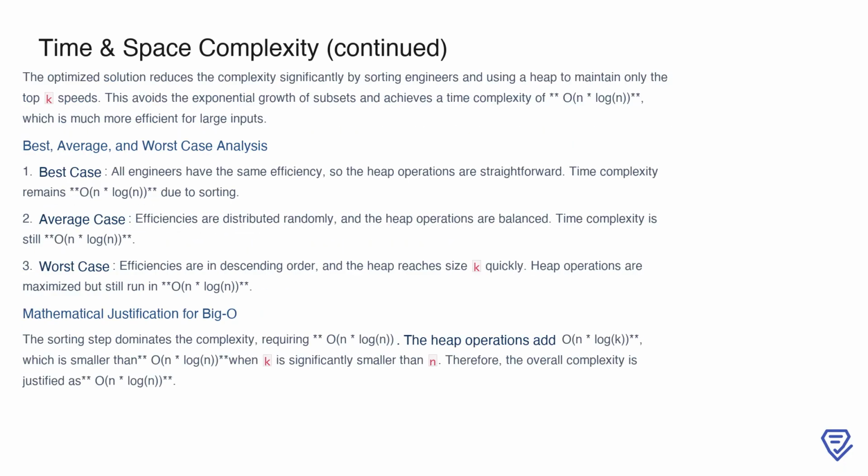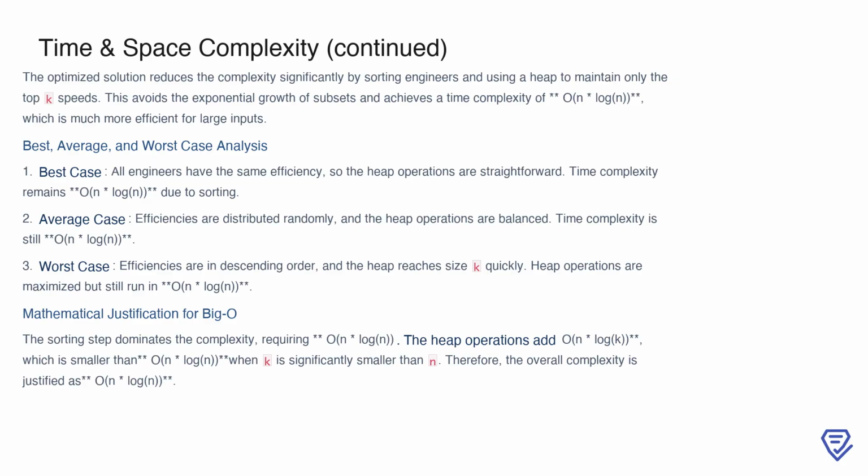The optimized solution reduces the time complexity to O(n * log n), by leveraging sorting and heap operations. By limiting the heap to k elements, we avoid the exponential complexity of generating subsets. In terms of best, average, and worst case scenarios, the time complexity remains O(n * log n) in all cases. For example, in the best case, if all engineers have the same efficiency, heap operations are minimal. In the average case, with random efficiency distributions, the heap operations are balanced. Even in the worst case, where efficiencies are in descending order, the heap operations are maximized, but the complexity still doesn't exceed O(n * log n).